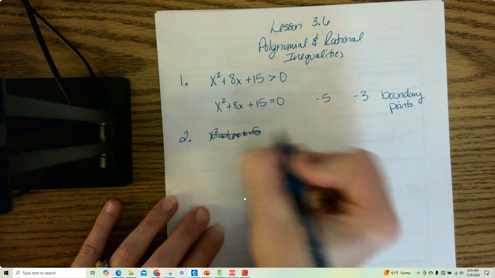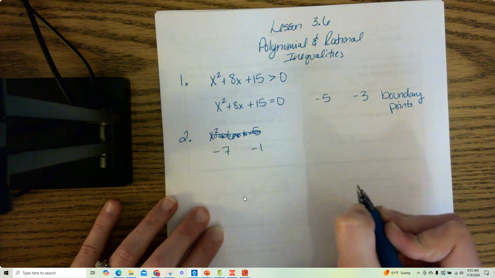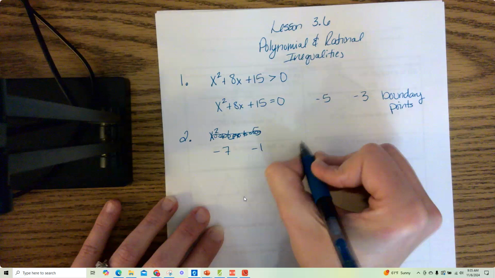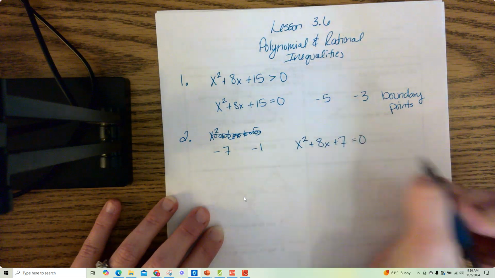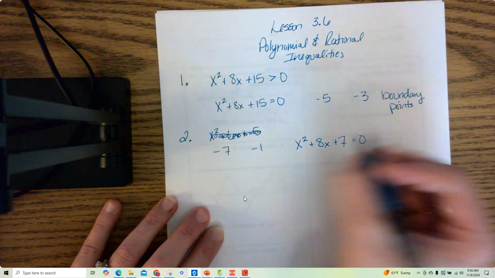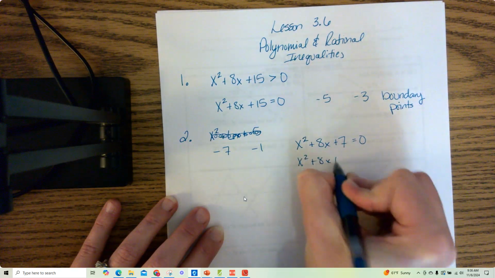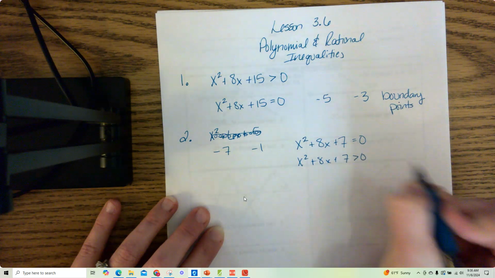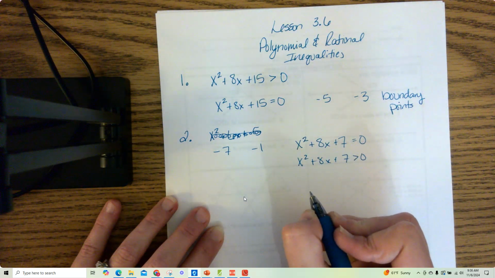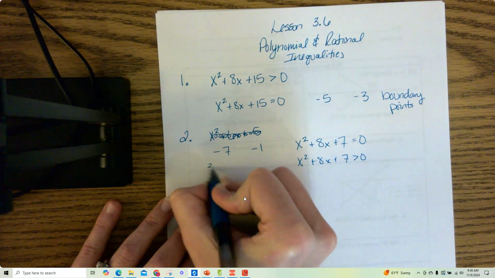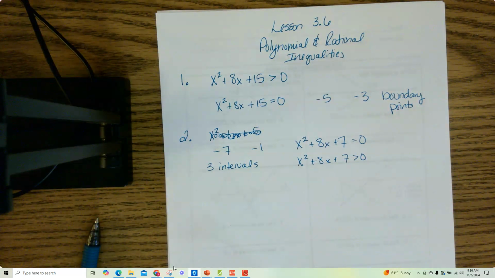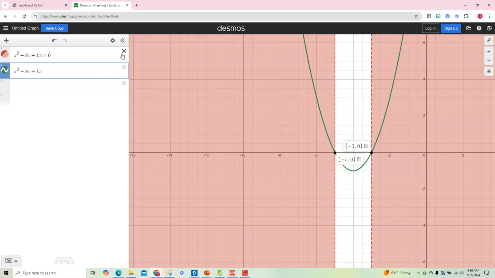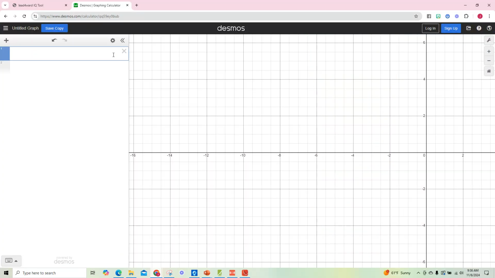The points at -7 and -1 shown on the number line below are the real solutions to the polynomial equation x squared plus 8x plus 7 equals 0, and represent the boundary points for the polynomial inequality x squared plus 8x plus 7 is greater than 0. The points at -7 and -1 divide the number line into which 3 intervals? Multiple choice. Okay, let's see if I can get this right without the multiple choice.